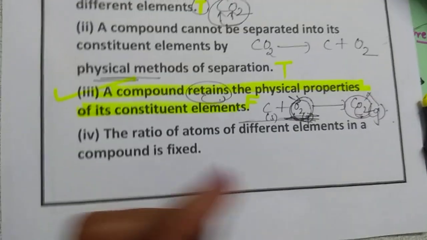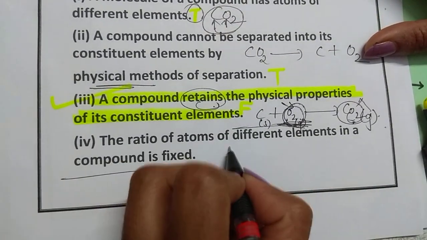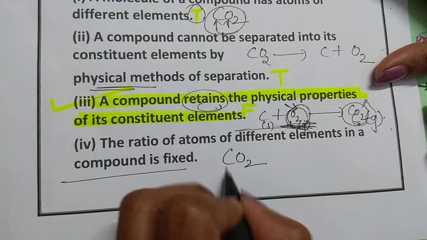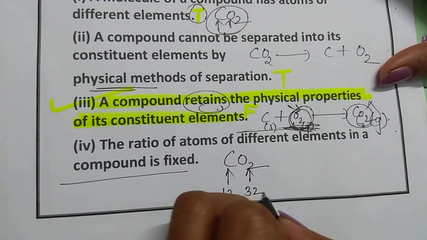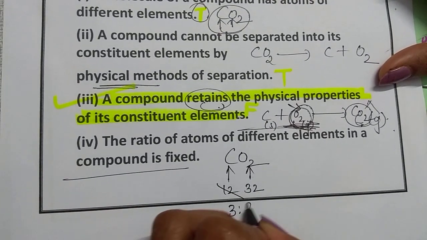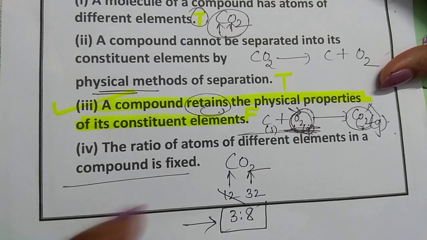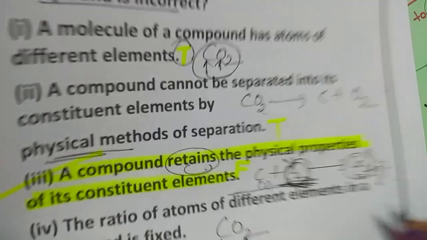And the next one is, the ratio of atoms of different elements in a compound is always fixed. Yes, my dear students, this is the law of constant proportion. Carbon is always 12 gram and oxygen is always 32 gram. So this is 4:3 ratio, they are reacting in 3:8 ratio. So this is also a true statement. Okay, so this is also a correct statement.